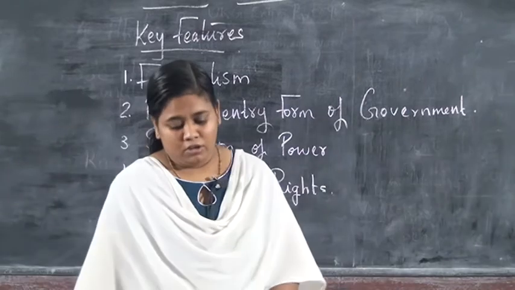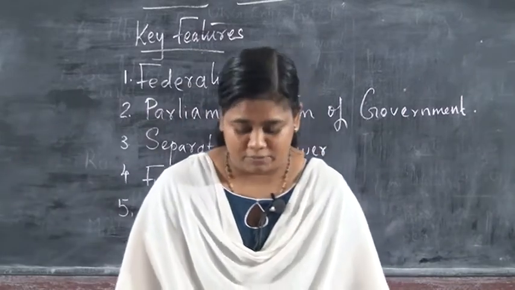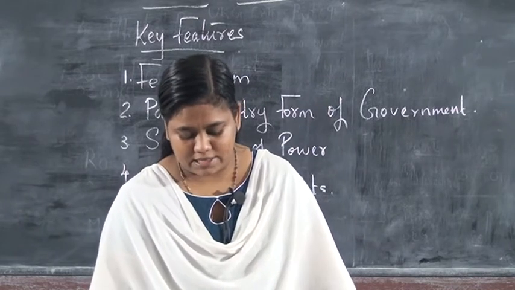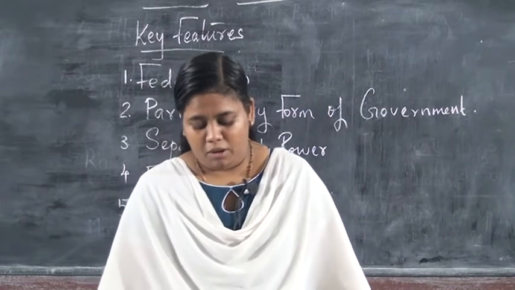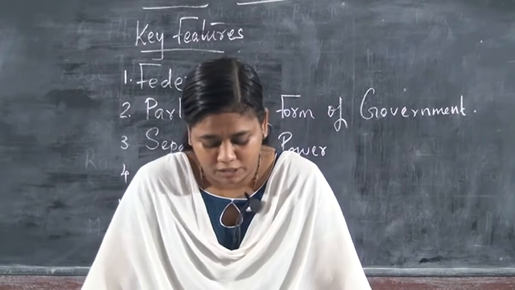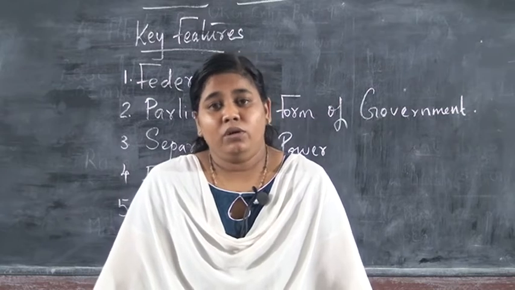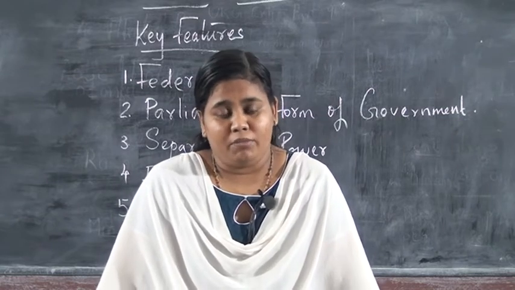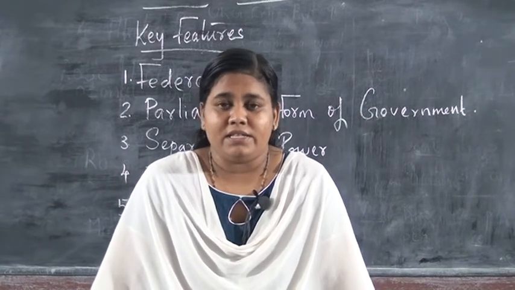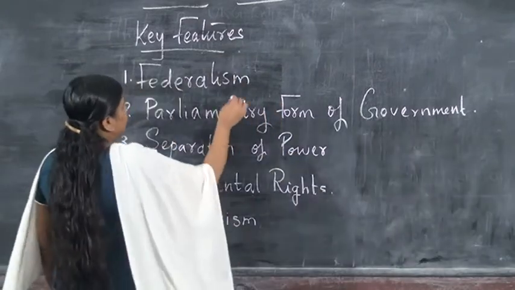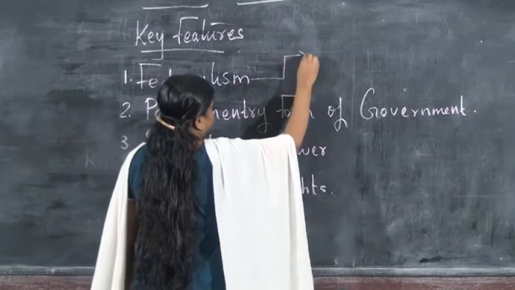So let us discuss federalism. What is federalism? This refers to the exercise of more than one level of government in the country. We have two types of government in our country. What are they? The central government and the state government.